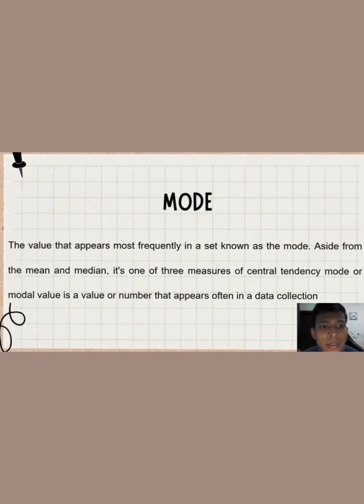Mode. The value that appears most frequently in a set is known as the mode. Aside from the mean and median, it is one of the three measures of central tendency. The mode, or modal value, is a number that appears often in a data collection.